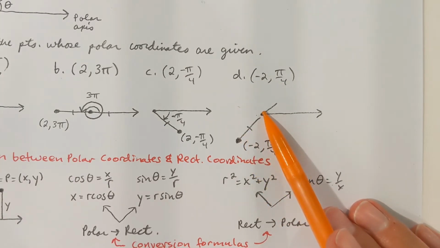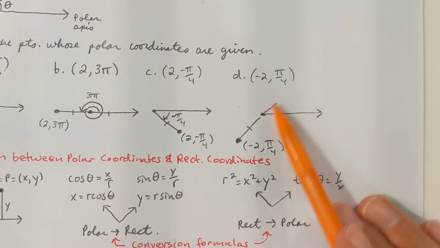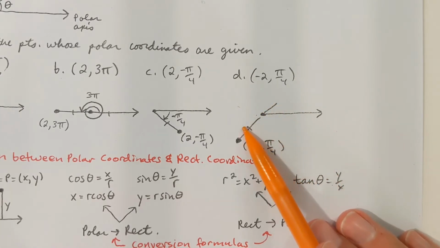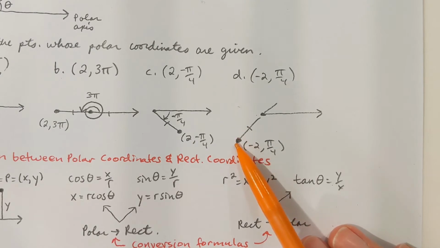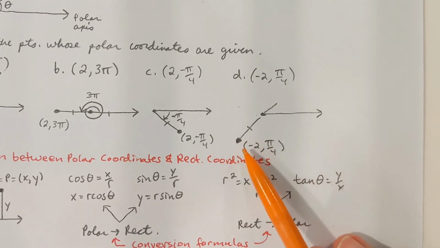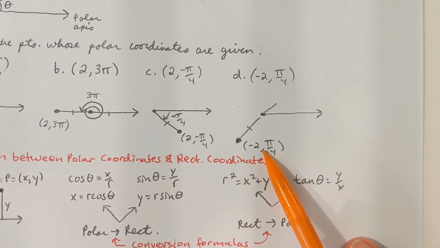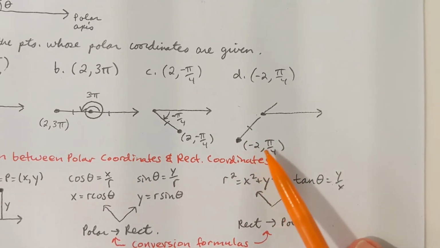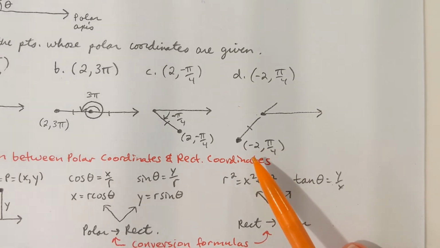So I want to be going, here's the pi over 4 axis. I want to be going in the opposite direction 2 units, and so that's going to mean that point will be located in quadrant 3. Here's negative 2, pi over 4. Negative 2, pi over 4 would be located at the same point as 2, 5 pi over 4, if I were to have a positive r value there.